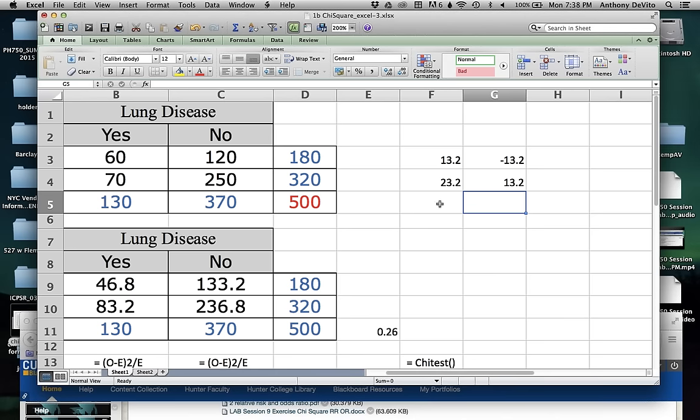Okay, that difference is minus 13.2. Did I make a mistake here somewhere? Wait a second. Yeah, right. Yeah, I screwed up. Hang on a second here. What was it again? If I got that right? One before. Okay.